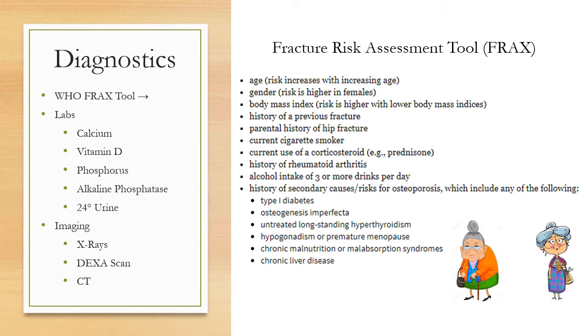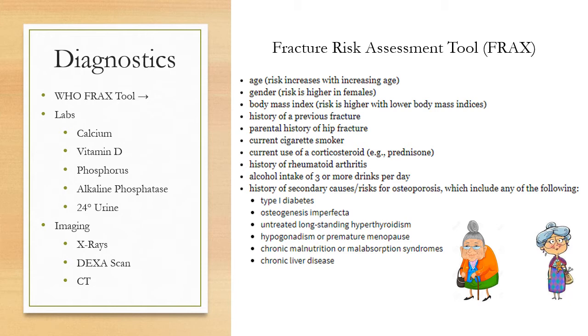Alkaline phosphatase is just an enzyme that's made in the liver, and also it's made in the bones. So if you have an elevated alkaline phosphatase, you can have it in the setting of liver failure, or you can have it in the setting of some kind of bony disease. Okay? The imaging is the most important.